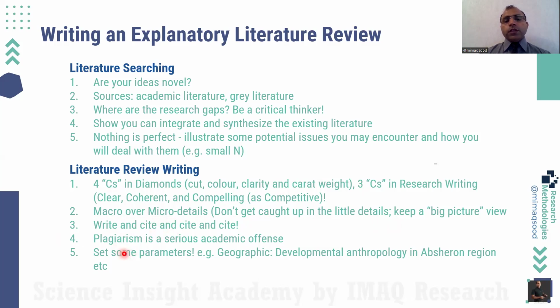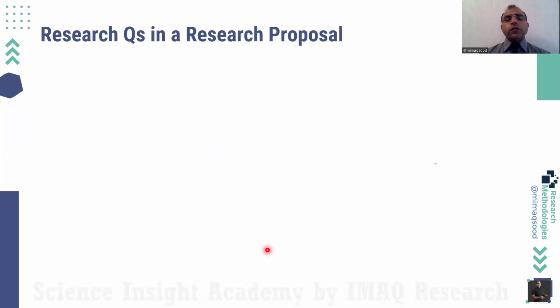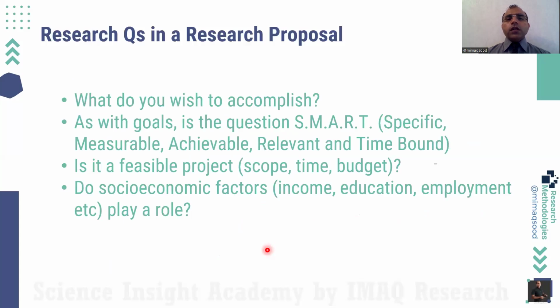When you finish your research proposal, always do plagiarism checking, because it is a serious academic offense. You also have to set some parameters, for example geographical ones, or anthropological ones in specific regions, whatever you are going to do. The research questions in research proposals are about what you are going to accomplish. These are general questions that apply in all types of research, from pure and applied sciences to social sciences, humanities, and management sciences.